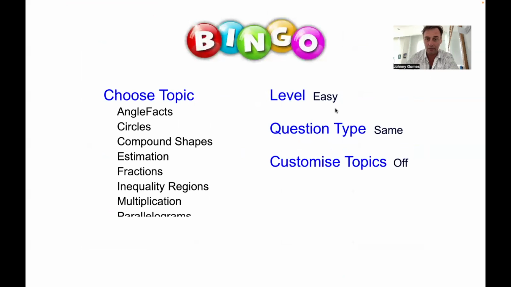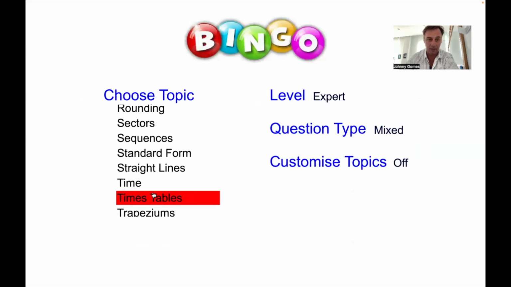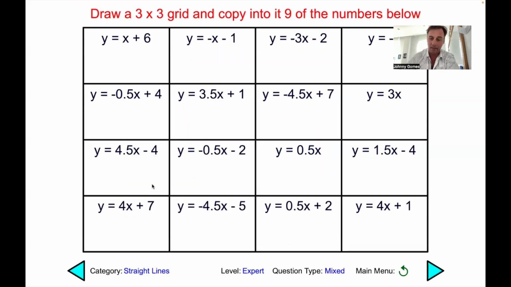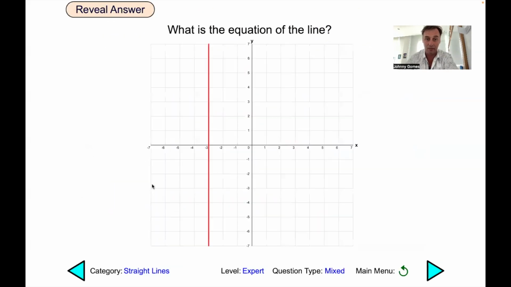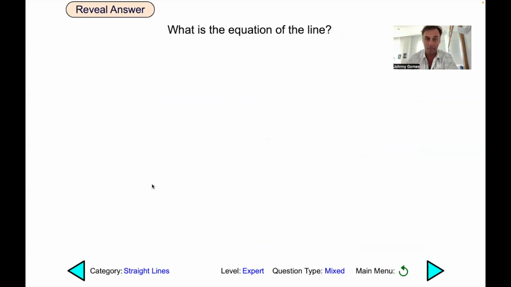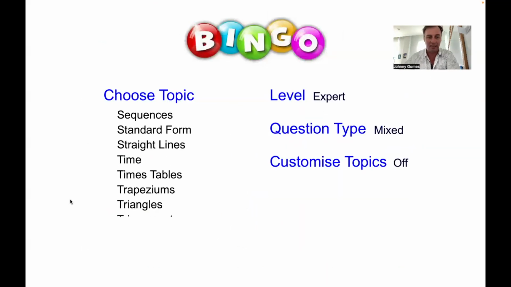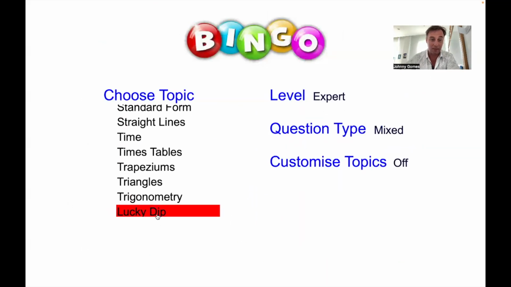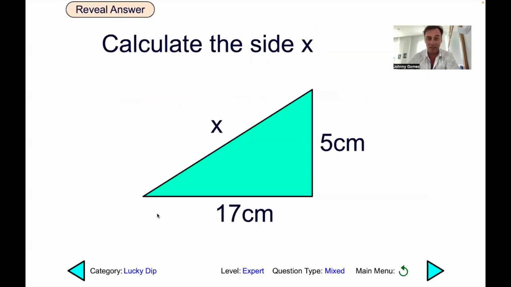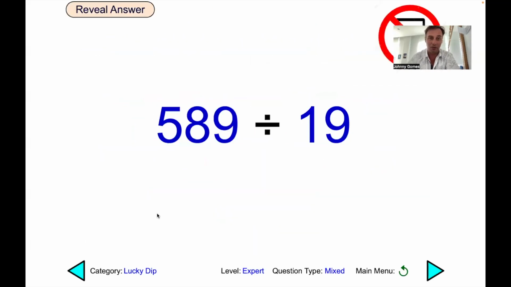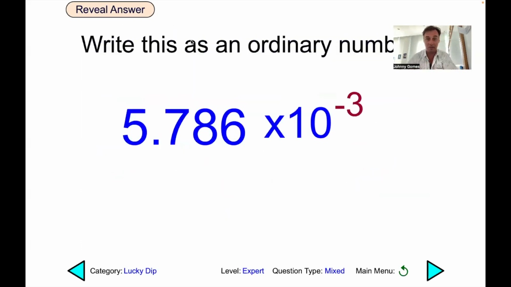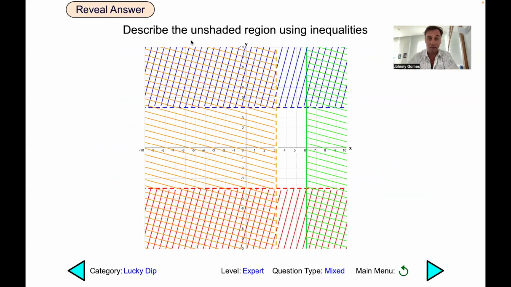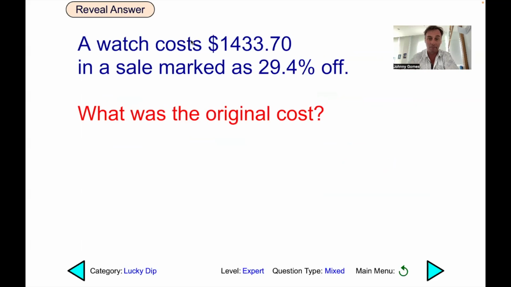And now if we go hard and we go mixed and we go straight lines, now this is great. This is going to generate everything that we've just been talking about. Actually, I could do lucky dip, right? Let's just do lucky dip. Now, that's just going to generate every single type of question that I have got within this bingo game.